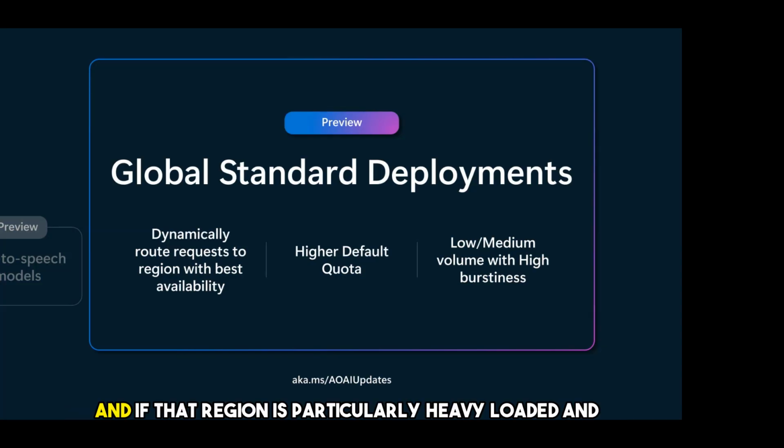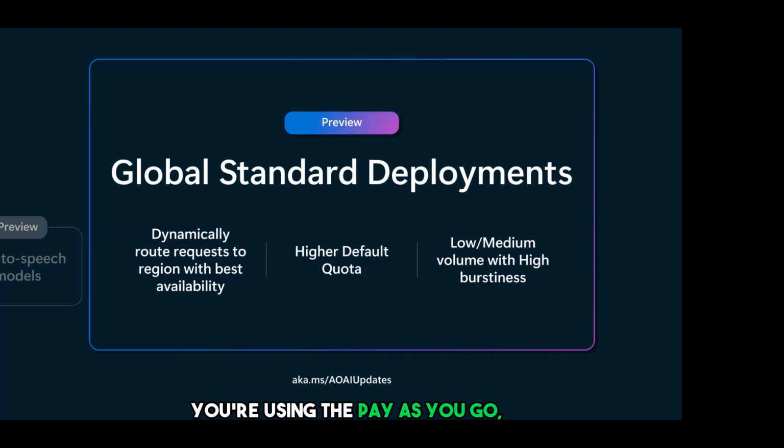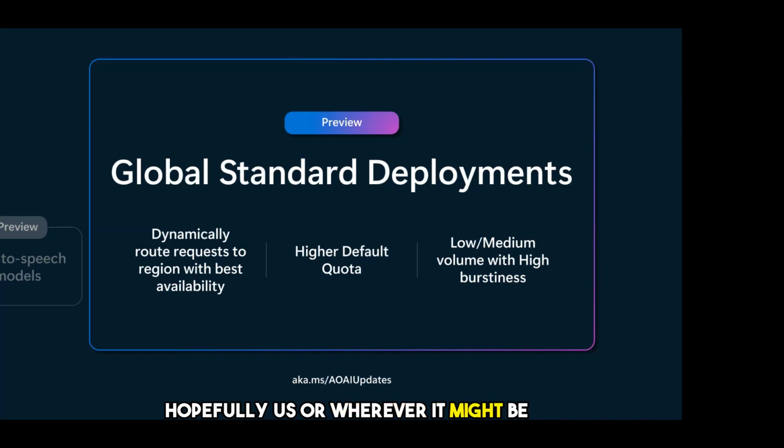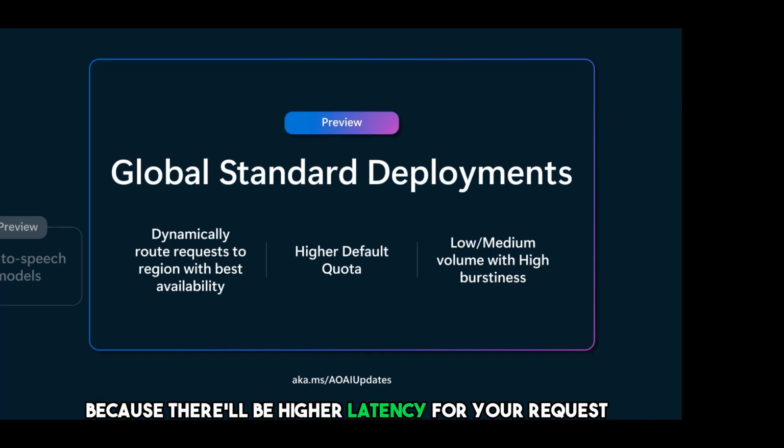And if that region is particularly heavily loaded and you're using the pay-as-you-go, not the provisioned throughput. If you're on provisioned throughput, that's a different thing. But if you're picking a region and you're on pay-as-you-go, you sort of have to hope and rely on the fact that, oh, hopefully Australia is not too heavily loaded, or hopefully the US or wherever it might be, because there'll be higher latency for your request. So they'll just be slower because there's a lot more load on the models.